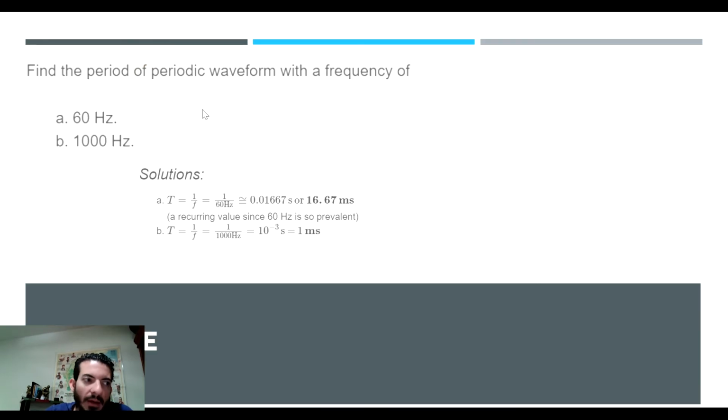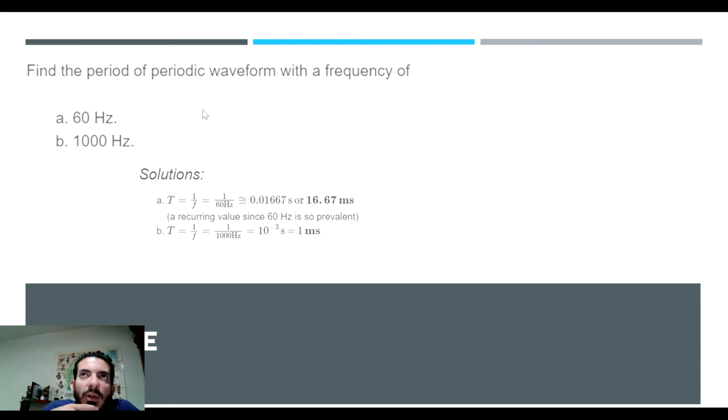Alright, so find the period. This is an example. Find the period of the waveform with a frequency of 50 Hertz and another one with 1000 Hertz. So A, 60 Hertz. 60 Hertz is the frequency of the voltage for the power that we get in our house, in our college, basically in America and South America and some parts of Europe.